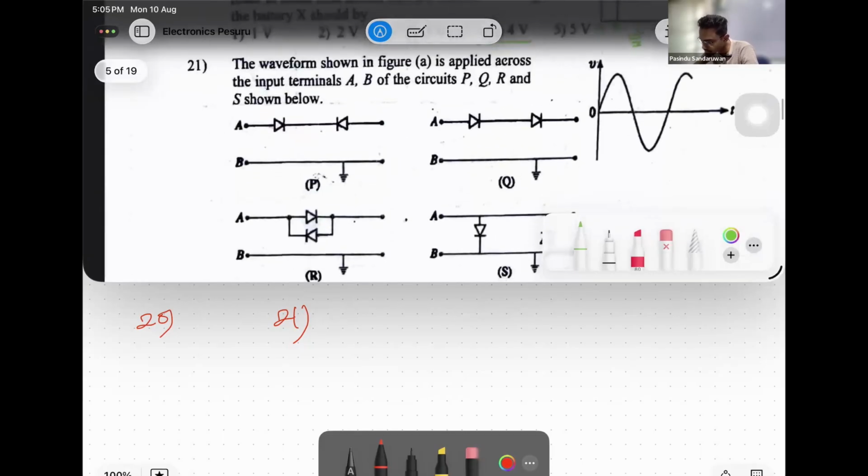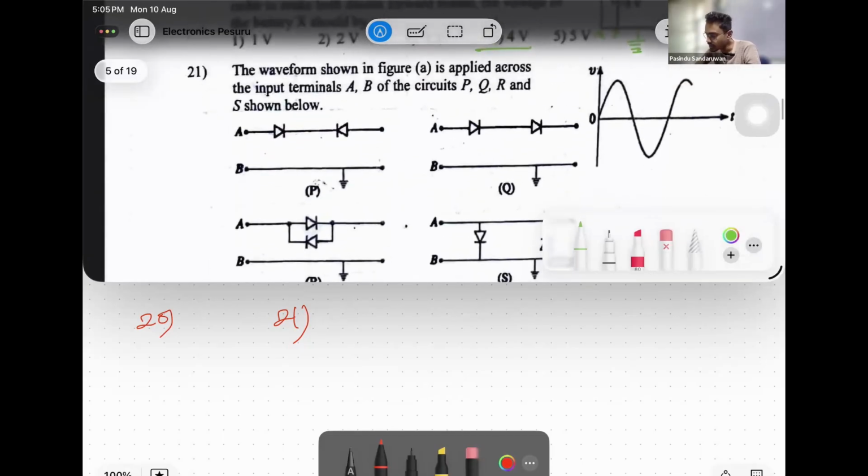See, if you check the first one, the plus and minus changes, so check what happens when A is plus. When A is plus, even though this diode is forward biased, this diode is reverse biased, so it is not going to get any output. So P is not going to work.